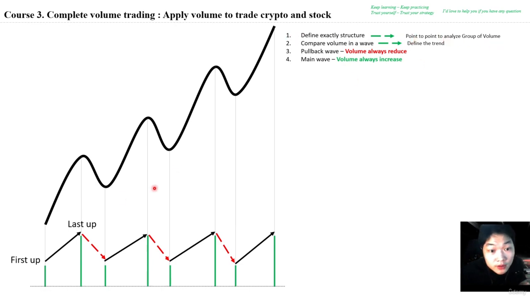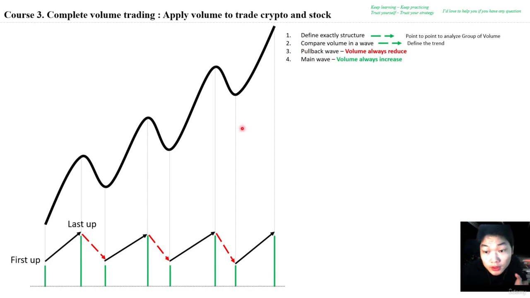And the function and the result we are looking for is a point to analyze group of the volume. For example, we have here the first pull wave, and here is a pullback wave, here is a pull wave, and here is a pullback wave. We analyze the group of the candles, compare the volume from the low to the high to the low to the high, like this. And our theory about the group of the candle, when price goes up like this, it means that on the pull wave, the volume will be increased, and on the pullback wave, the volume will be decreased. That is our theory about the group of the candle. You need to remember very exactly to apply in the market.